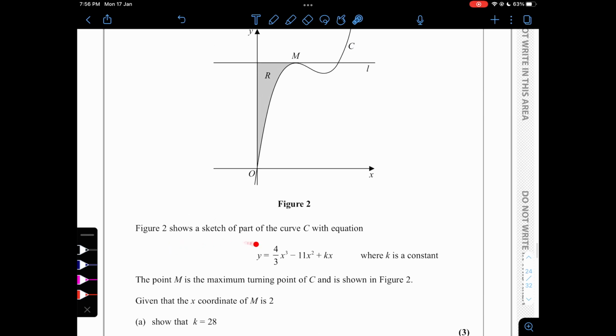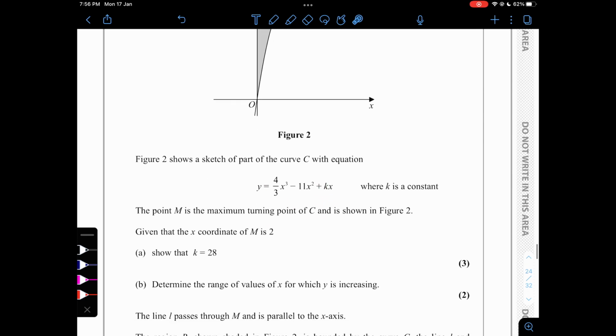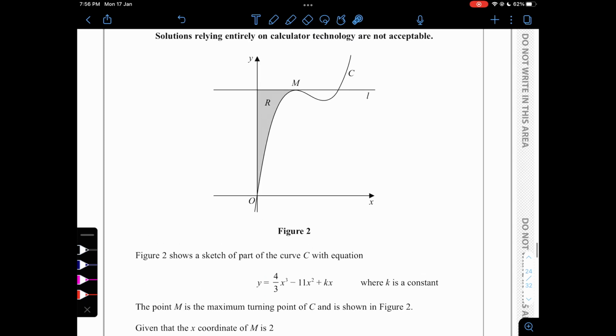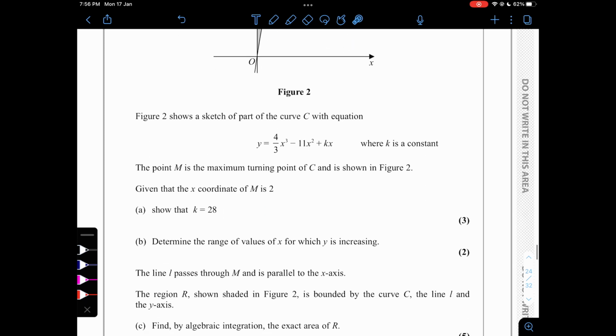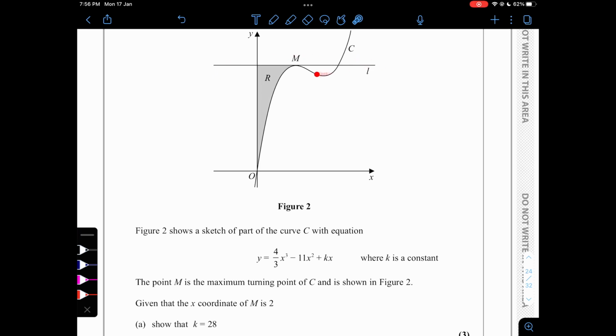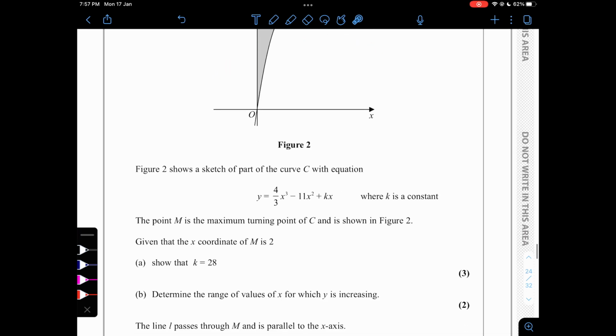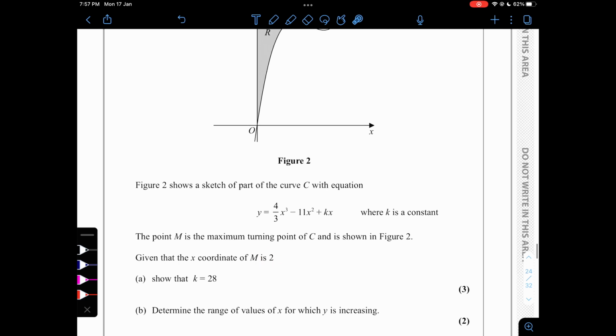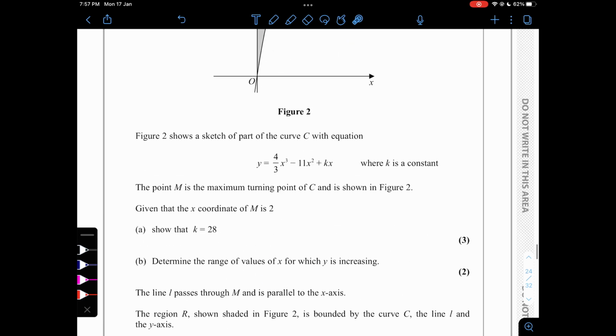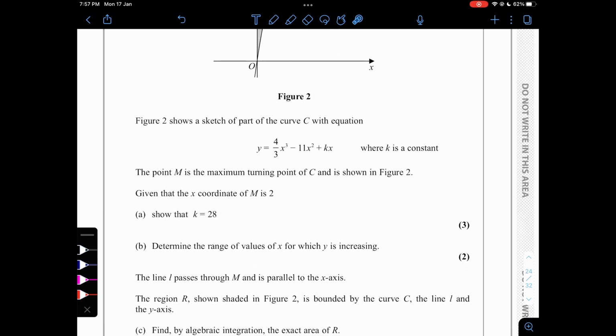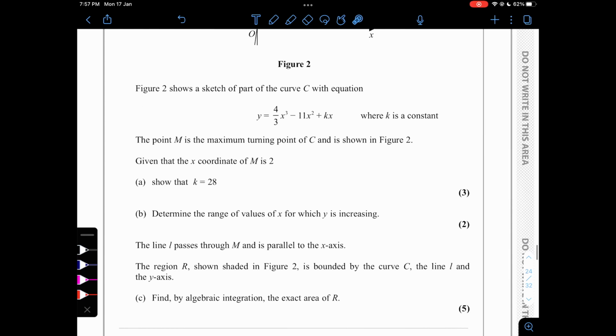Figure 2 shows a sketch of a part of a curve. So this is the curve, plus kx. We don't know what k is. The point M is the maximum turning point of C, which is here. And this touches another line L. Given that the x coordinate of M is 2, show that k equals 28. Now does this help us in any way, shape, or form? How do we show that k equals 28?